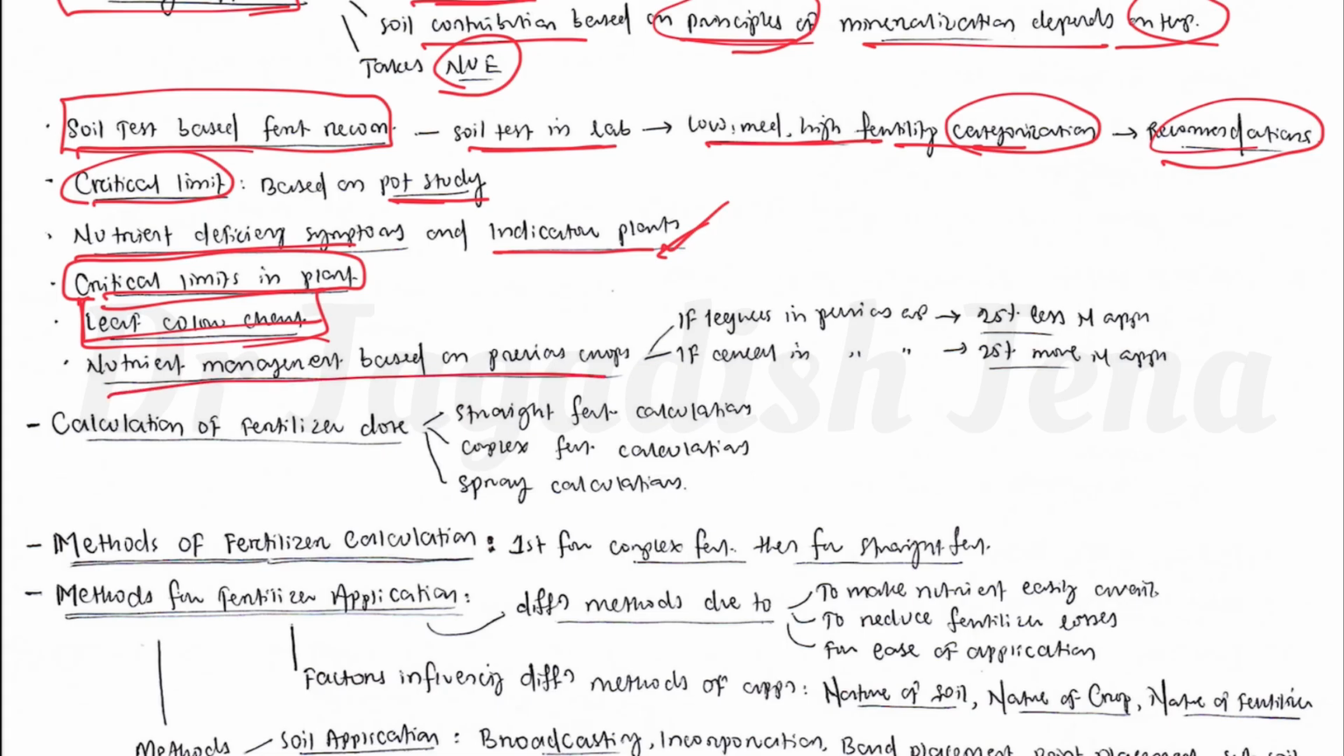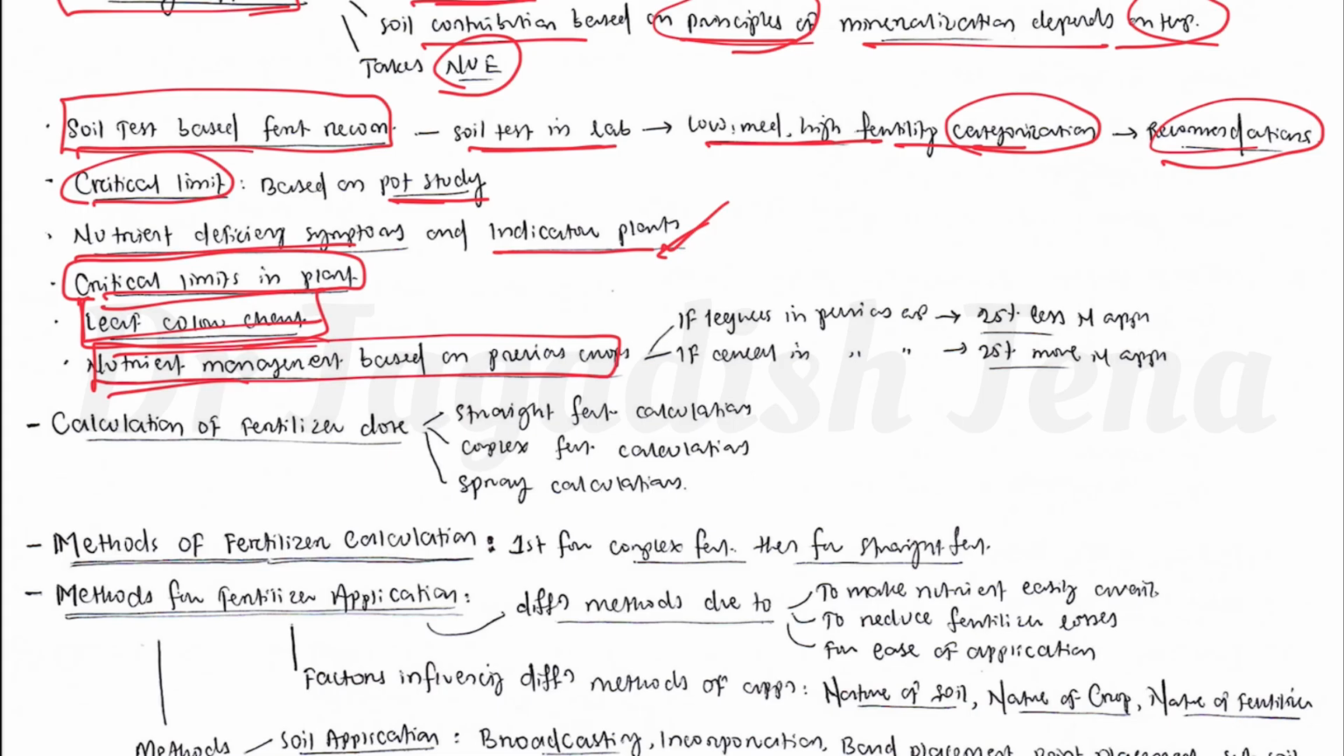Then nutrient management based on previous crop as well, we can recommend nutrients. If the previous crop was a leguminous crop, then we can reduce the nitrogen application by 20 to 25%, because leguminous crops add certain nitrogen in the soil. Then if the previous crop was a cereal crop or non-leguminous crop, then we can go for addition of extra 25% nitrogen. Similarly for phosphorus, if the next crop is a leguminous crop, then we can add extra phosphorus, because leguminous crops need phosphorus for their root development, rhizosphere building and nodulation.